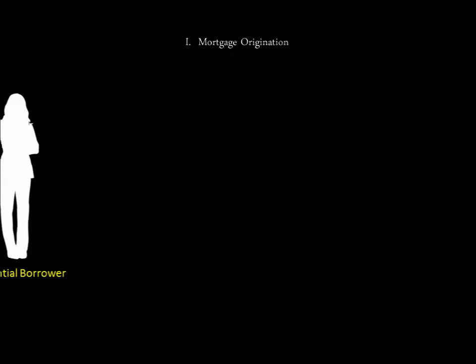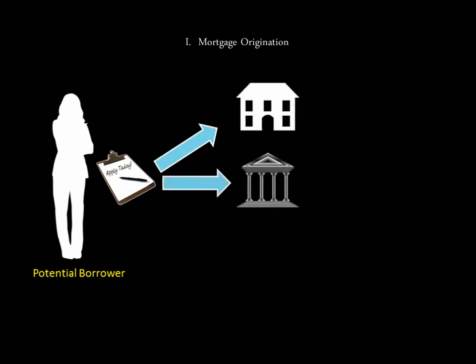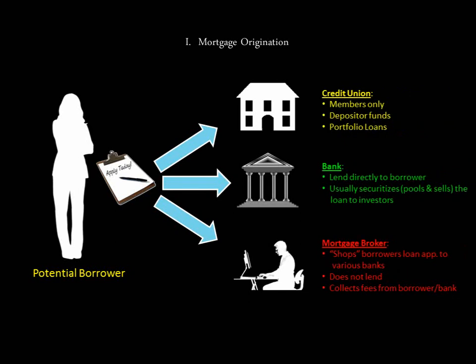The first step in securitizing a mortgage occurs when a borrower applies for a mortgage loan. This can be done through a credit union, a bank, or a mortgage broker. Banks and credit unions have the ability to fund a loan directly to the consumer, whereas a mortgage broker does not lend money but rather shops on behalf of the consumer to find a bank or other type of mortgage lender that can fund the loan.